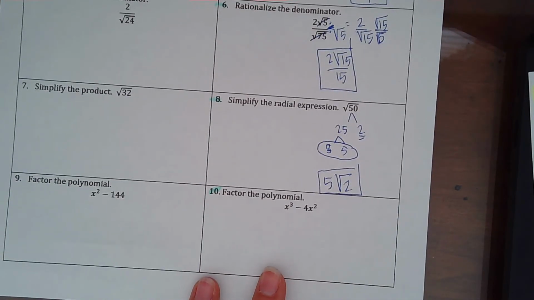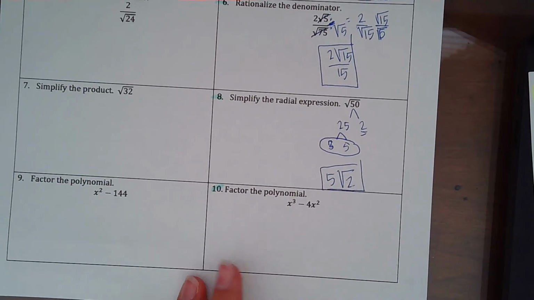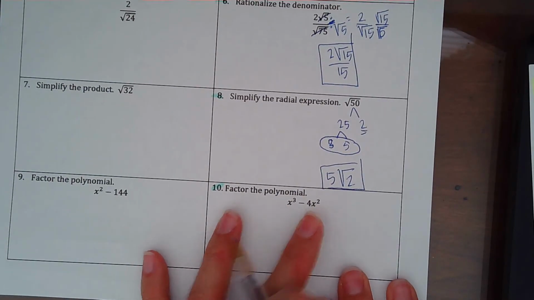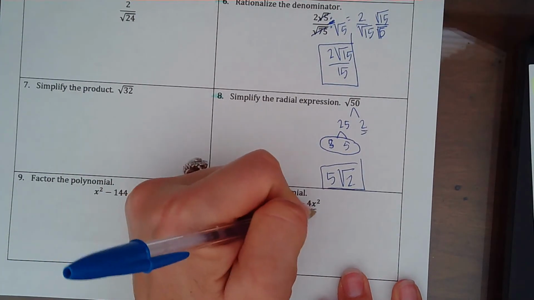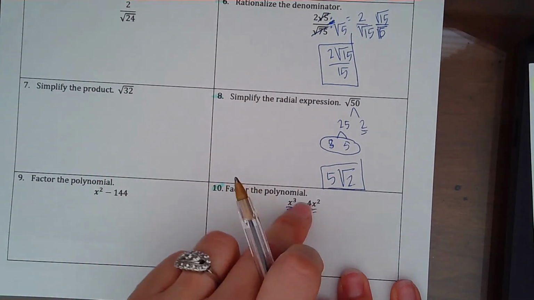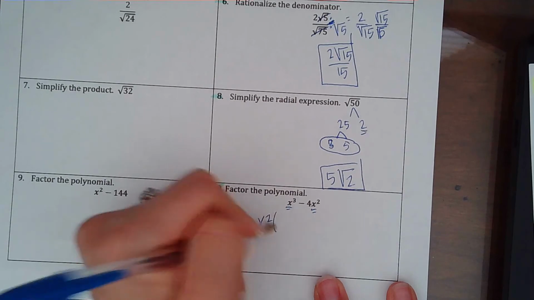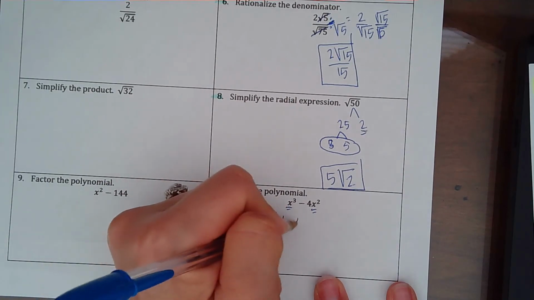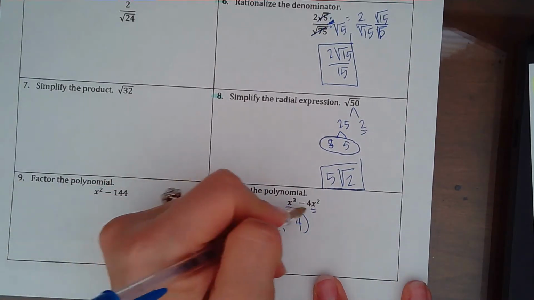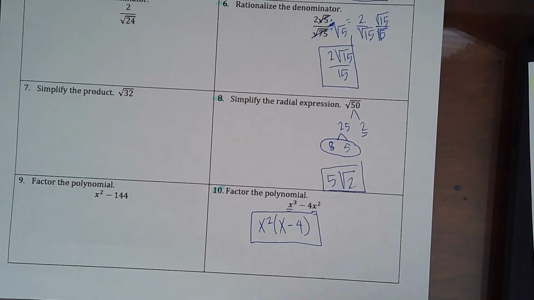And then down here it says factor the polynomial. Well, they don't have a number that goes in common, but they do have an x. And I always take the x with the smallest exponent, don't I? So I pull out an x squared, and I'm left with x minus 4. And that is as simplified as it can go. That is a short and sweet summary of your homework.